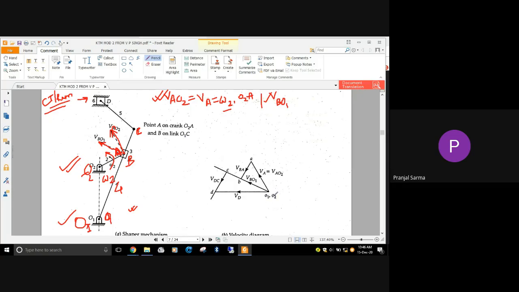Any point you take, depending on your base size, so that within that scale this value comes inside. You'll have the numerical value for V A O 2, and looking at it you'll take a scale, suppose 20 meter per second equal to 1 centimeter. So this is the O1, O2 point, and we start from here. We have already obtained that V A O 2, the velocity of A with respect to O2, is perpendicular to the crank O2A, and the numerical value also. So as per the scale, perpendicular to this direction, starting from O2, we are going to draw this.